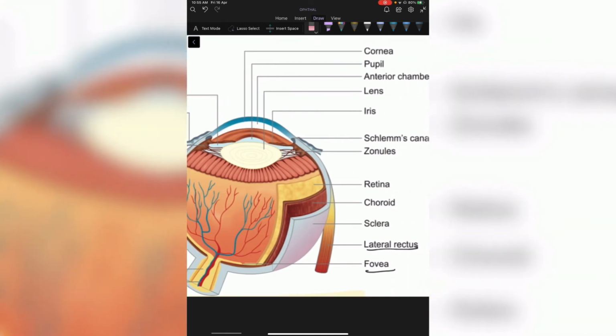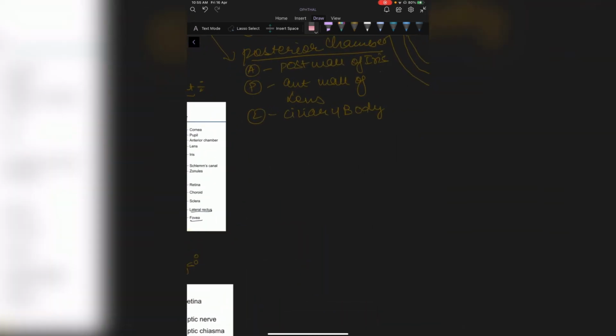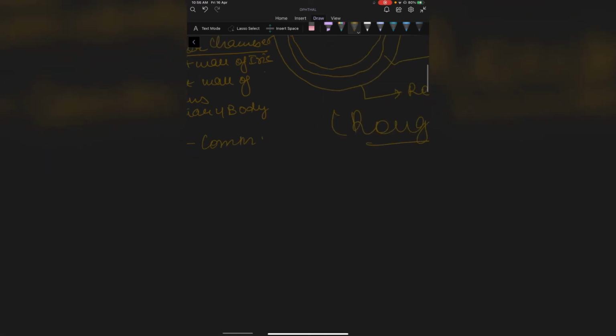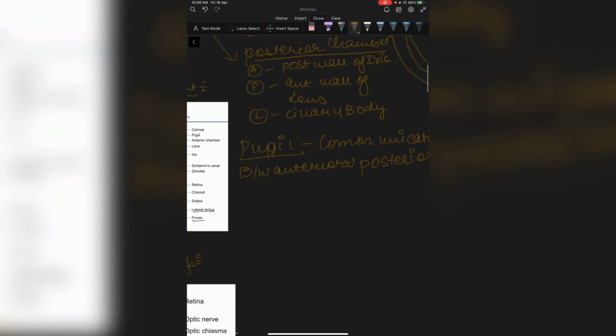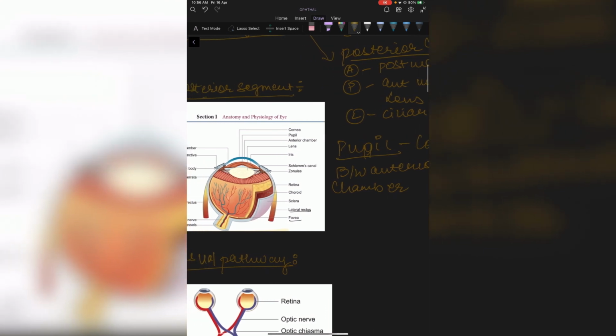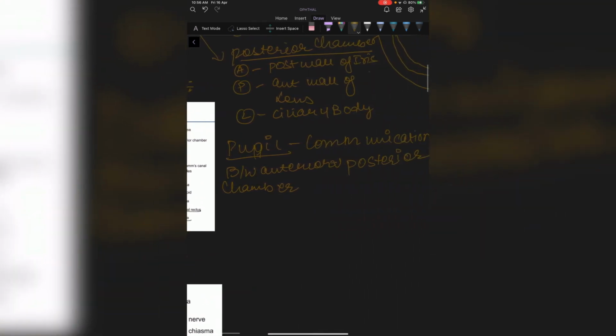Now the pupil acts as a communication between the anterior and posterior chamber. The posterior wall is formed by the entire lens plus the zonules.